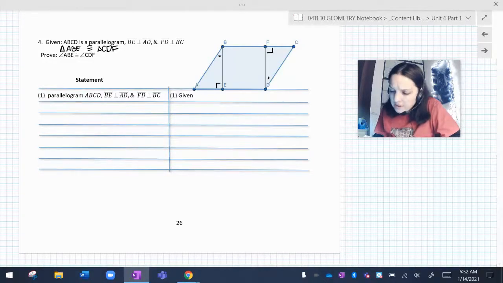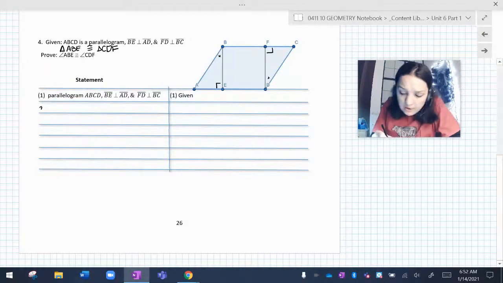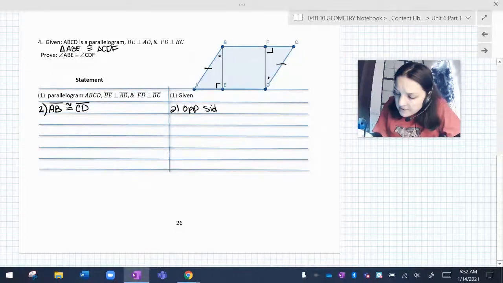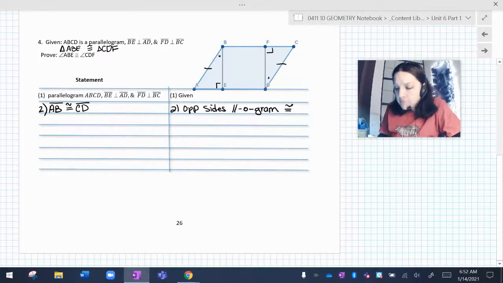All right, so given that it's a parallelogram, what am I going to do next? Well, just like in the last one, if I've got a parallelogram, opposite sides are congruent. So I know that these two things are congruent. Awesome. So AB is going to be congruent to CD because opposite sides of a parallelogram are congruent. Fine. Let's see. What else can I do with this?